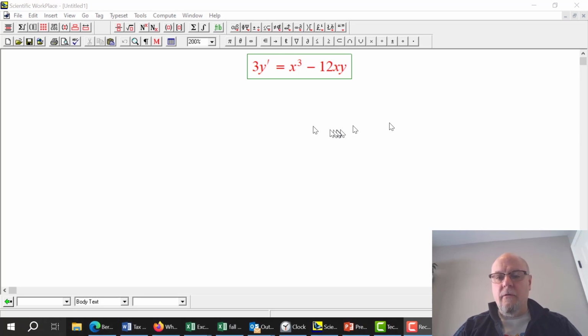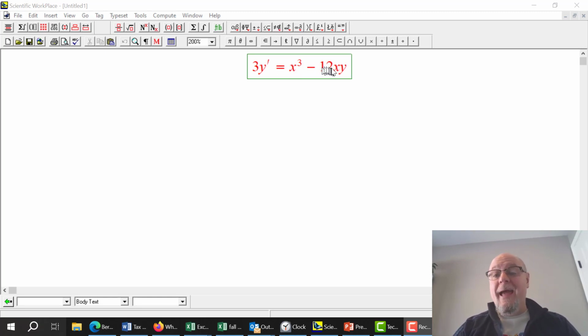Here's a differential equation. 3y prime equals x cubed minus 12xy. I look at it and it's first order because of the y prime. No initial condition is given, so I don't have to find the c, the one c that I would get because I'm solving a first order. I don't have to find that. How do I solve this?